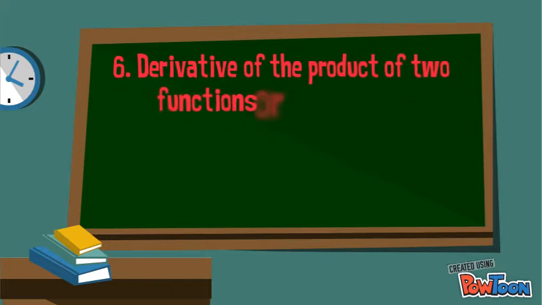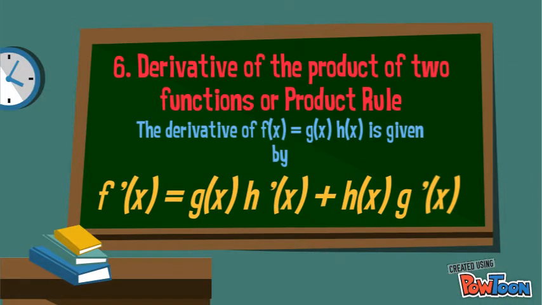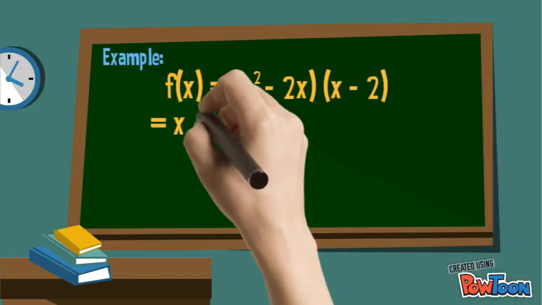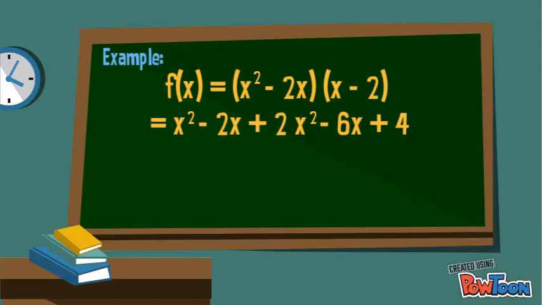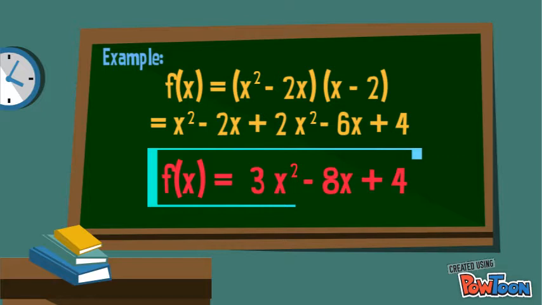Number 6 is the product rule. The derivative of f(x) = g(x) multiplied by h(x) is given by f'(x) = g(x) multiplied by h'(x) plus h(x) multiplied by g'(x). Example, f(x) = (x^2 - 2x) multiplied by (x - 2). Applying the product rule, we will get (x^2 - 2x) + (2x^2 - 6x + 4). And simplifying it, we will have 3x^2 - 8x + 4.